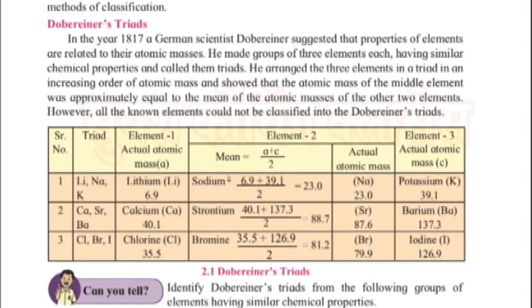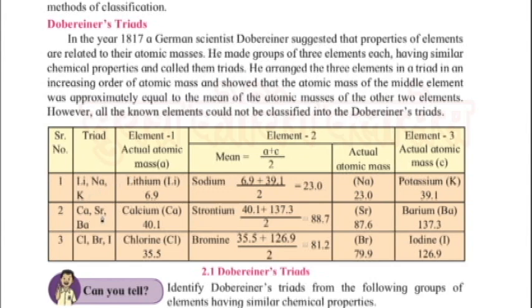So if we take the mean, or the average, what we will do is add them and divide by 2. Then the number is 23, which is the atomic mass of the middle element. यानी हमने पहले एलिमेंट का एटॉमिक मास लिया और लास्ट वाले एलिमेंट का एटॉमिक मास लिया, दोनों का मीन, एवरेज निकाला, तो वो कितना आ रहा है? That will be equal to the atomic mass of the middle element. Okay, so this was the first law and this was the first example.